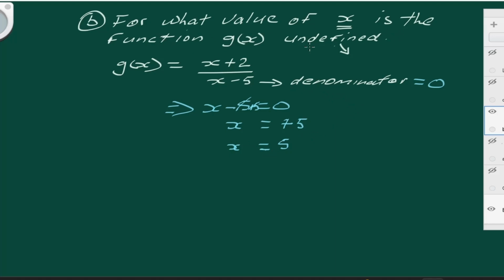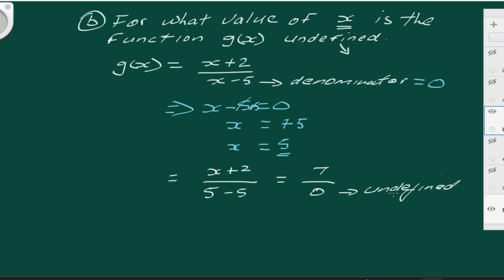Therefore, the value of x for which the function is undefined is 5. Now we can go back to the question and see if that is actually the answer. So x plus 2 all over x minus 5. So when x is 5, we see we have 7 over 0. So when x is 5, the denominator is 0. Hence, the function is undefined. So again, to answer the question, x must be equal to positive 5.